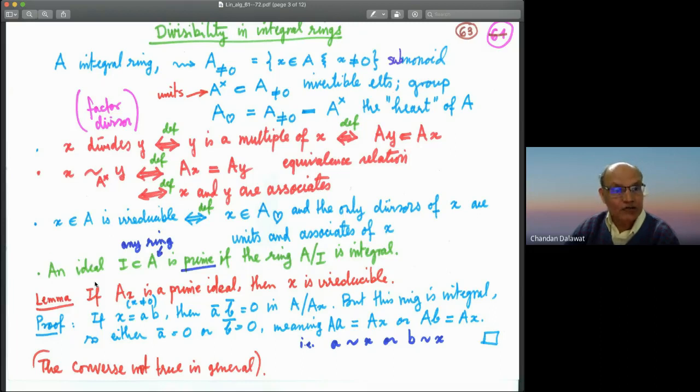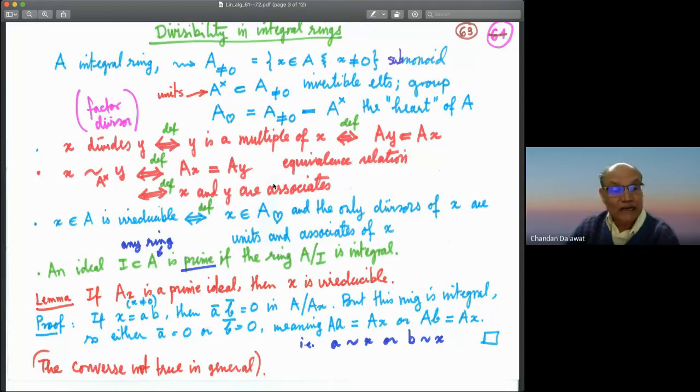And another definition is that of a prime ideal in a ring. Earlier we had discussed what maximal ideals are. They are ideals such that the quotient modulo which is a field.